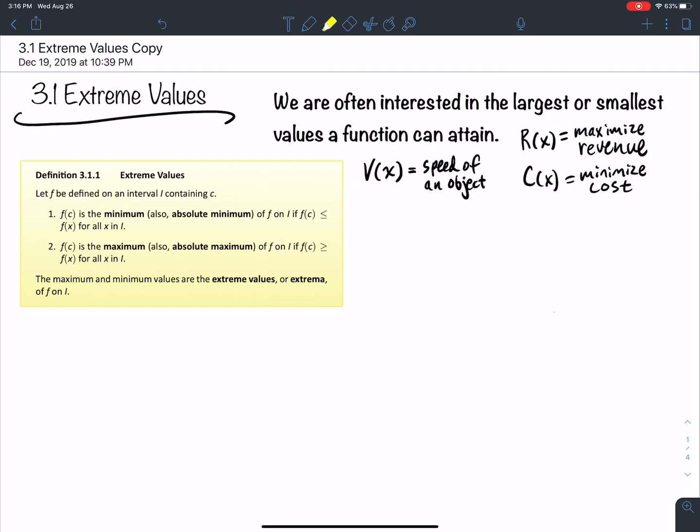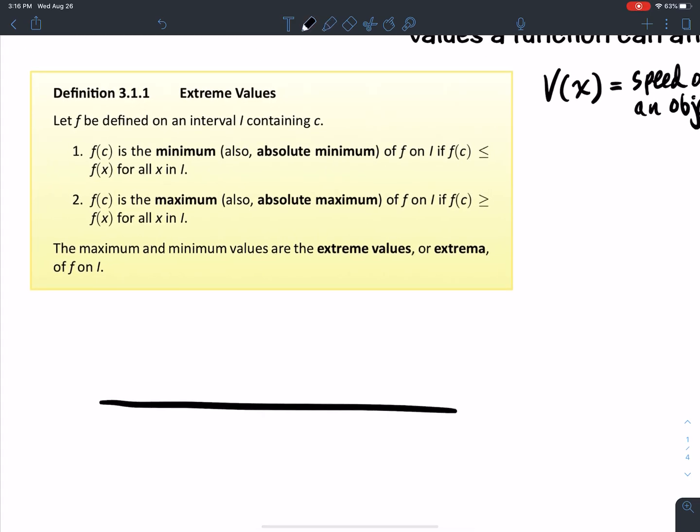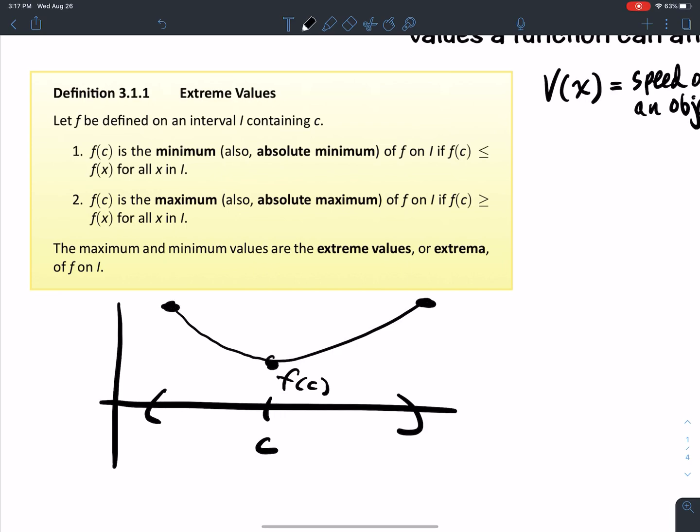Now, extreme values. Let f be defined on an interval that contains c. If we've got this interval I, and somewhere in I there's this c value, f of c is a minimum of f if f of c is less than or equal to f of x for all x in the interval. So what does that mean? That means that f of c, the output, is the smallest value in this interval.